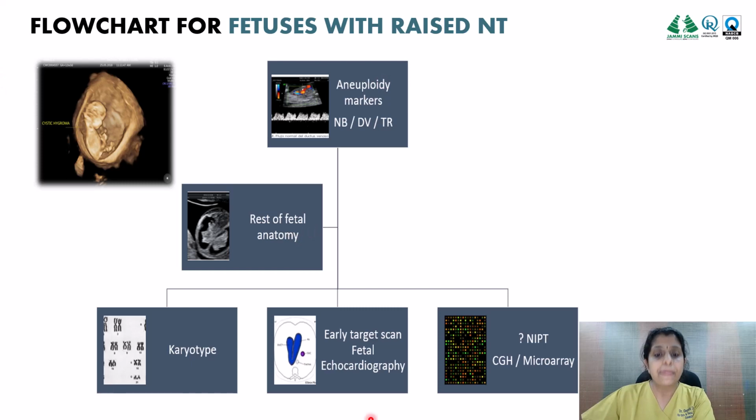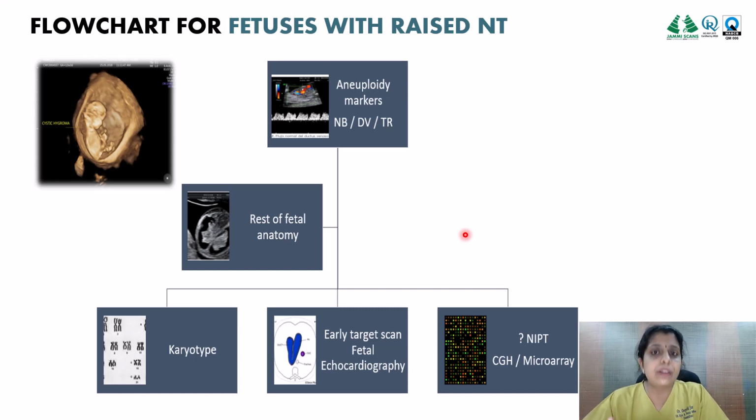You can definitely call them back for an early target scan and fetal echo. If you identify any cardiac or skeletal abnormality, growth restriction, or any other structural abnormality, it is worthwhile to do a karyotype, QF-PCR, or nowadays, for isolated increased NT, a chromosomal microarray on the same amniotic fluid sample or CVS sample. NIPT, which I have put as a query, does not give us a wide range of chromosomal aneuploidy coverage.